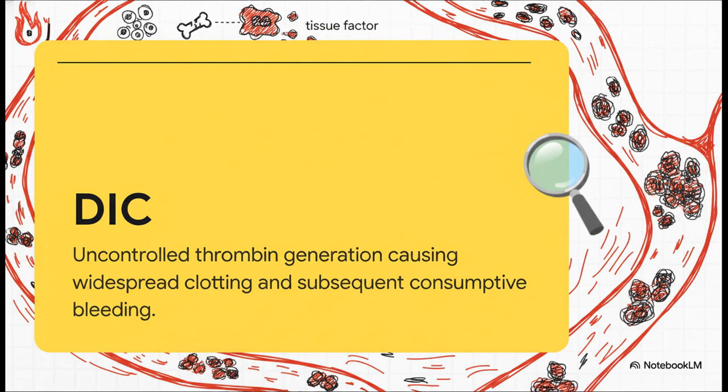The trigger is usually a massive release of tissue factor, often from something like sepsis, major trauma, or certain cancers. This just ignites the coagulation cascade everywhere at once, leading to widespread clots in the small blood vessels. And critically, this process just chews through all the available platelets and factors, which then leads to a catastrophic failure of hemostasis and, paradoxically, severe bleeding.